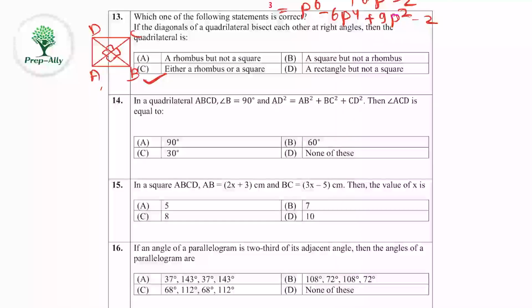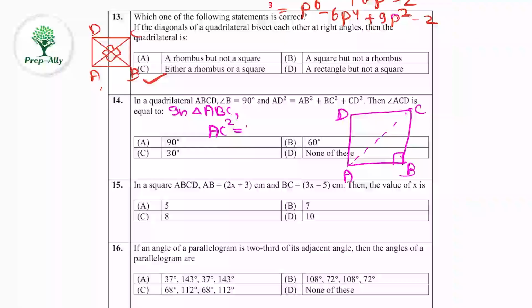Now question number 14. In a quadrilateral ABCD, angle B is 90 degrees. Let me draw the quadrilateral ABCD; this is a 90 degree angle. If I join AC, can I write here in triangle ABC, by using the Pythagoras theorem, AC square is equal to AB square plus BC square, because angle B is the 90 degree angle.